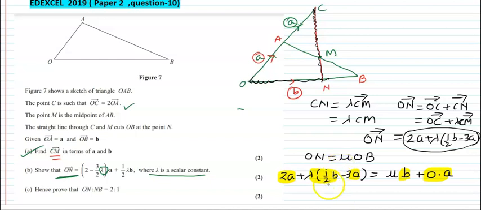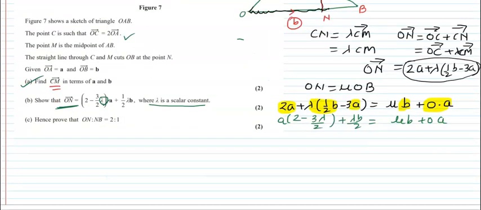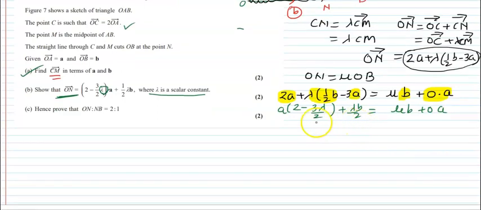So if we compare, we can write here 2a, a should be outside, so it should be a times (2 minus 3 lambda over 2) plus lambda b over 2 equal to mu b plus 0a. So if you compare, 2 minus 3 lambda over 2 equal to 0, because here it is 0. So we can find the value of lambda. So lambda will be 4 over 3.